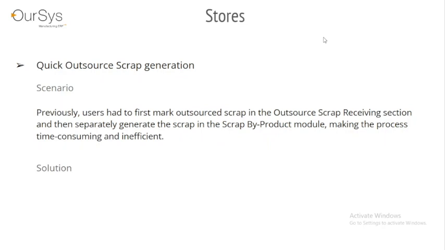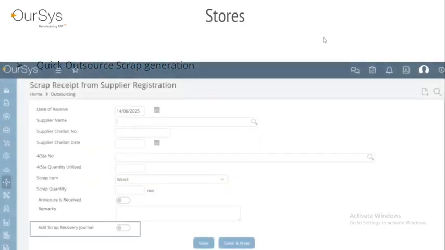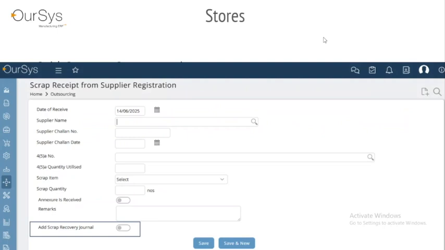Next is our quick outsourcing scrap generation. So earlier, when scrap was received from the outsource process, the system only updated the outsource report, not the actual scrap stock. Users had to manually enter the same scrap again using the scrap by-product recovery general, which is available under the store module. This meant duplicate data entry for a single scrap transaction. There was also a risk of missing one of the entries, leading to confusion or incorrect reporting.